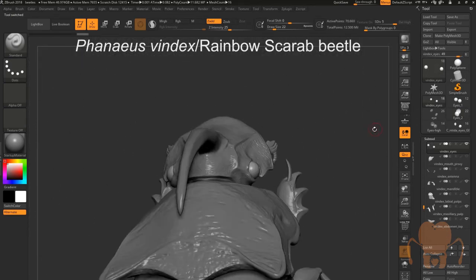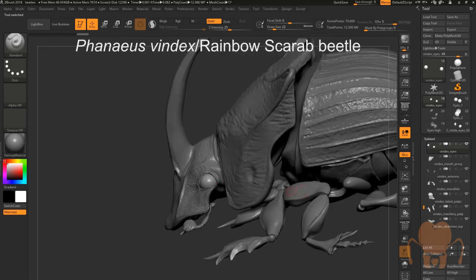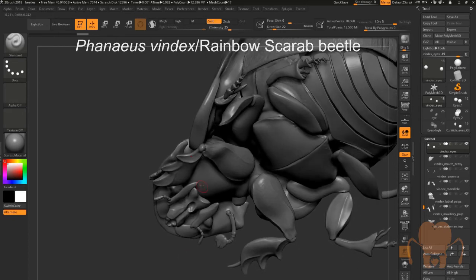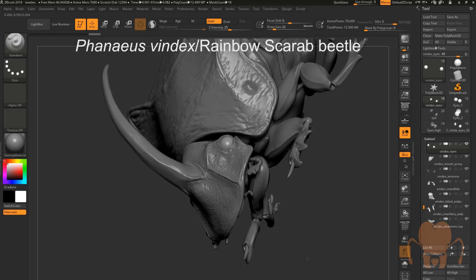So I'll do an update when I get the specimens in the mail. We'll talk about how we can start to refine the head on Vindex, our Rainbow Scarab Beetle here, and start to solve some of the issues down here below on the bottom part where the mouth is.